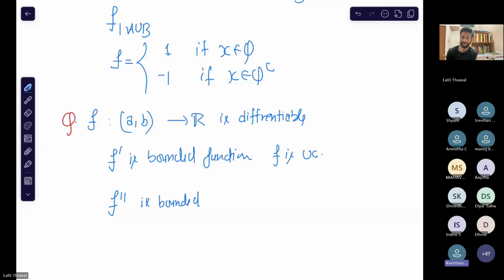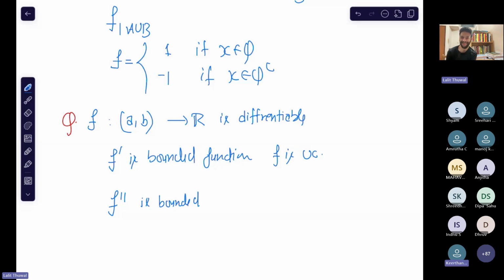I thought, let f dash be 2x, then f double dash will be 2. So in this case, my f double dash is bounded, but f dash is not bounded. F dash, why is it not bounded? You said because it's 2x. Oh, okay. The domain is from A to B.